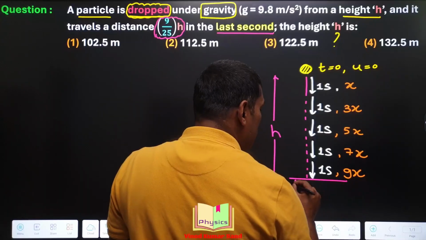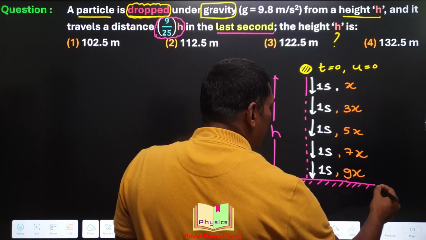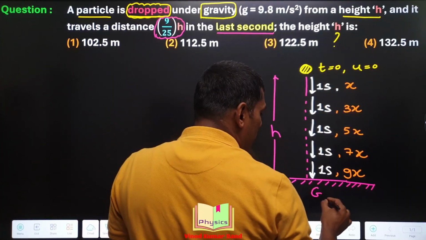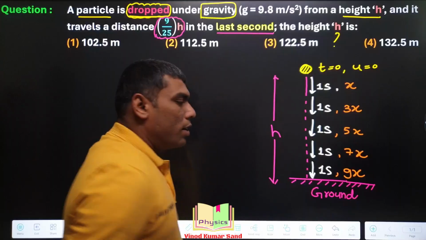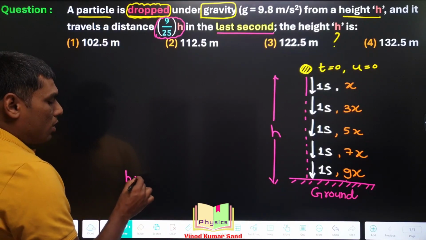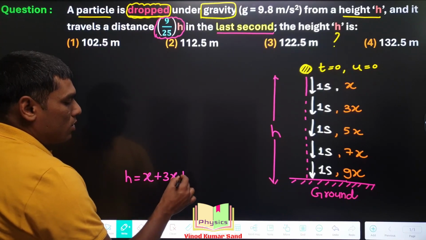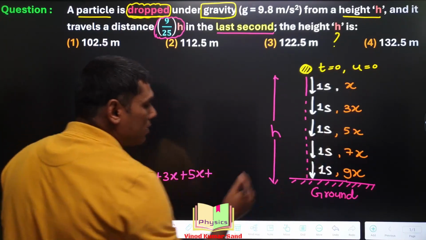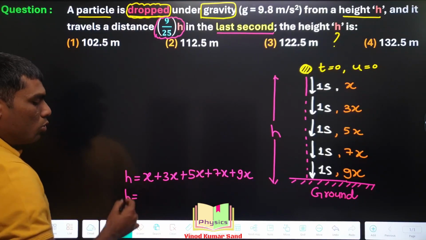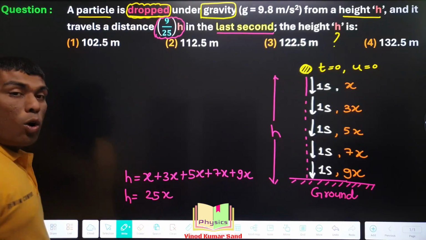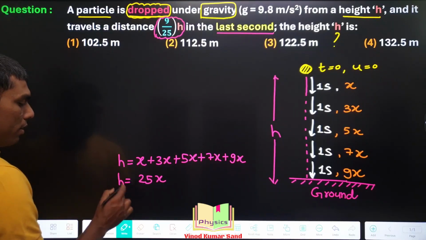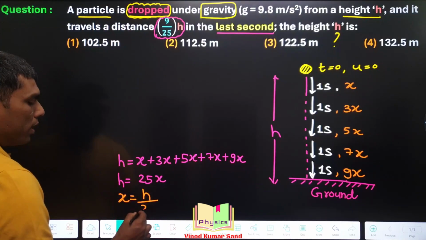So the particle basically has a time of descent equal to 5 seconds: 1, 2, 3, 4, 5. And then the particle hits the ground. Now, if we check carefully, how much is this h? h is equal to x plus 3x plus 5x plus 7x plus 9x. So h comes out to be 25x, or we can say x will come out to be h by 25.